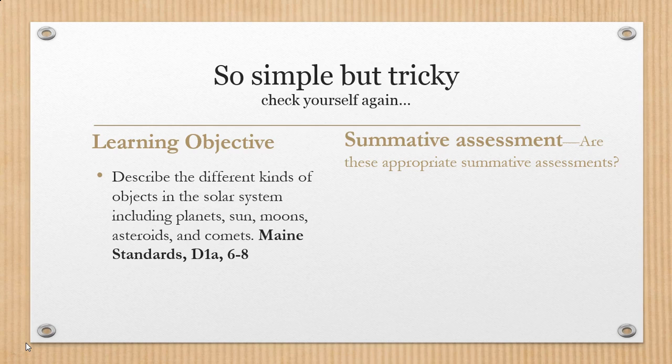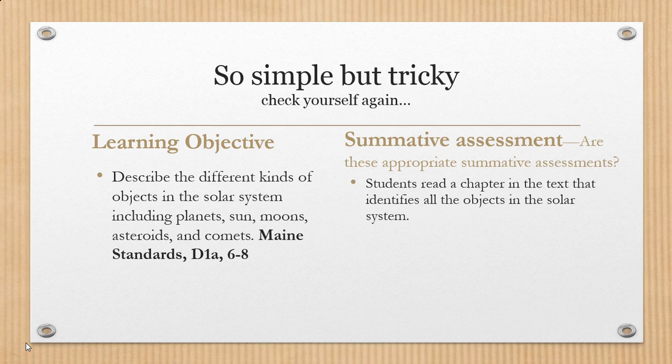Let's look at this one that I pulled from the main standards. Describe the different kinds of objects in the solar system, including planets, sun, moons, asteroids, and comets. So I'm going to give you an assessment, and you need to think, are these an appropriate summative assessment? Because this is what I sometimes have seen in lesson plans. So what about if students read a chapter in their textbook that identifies all the objects in the solar system? Would this meet this learning objective?